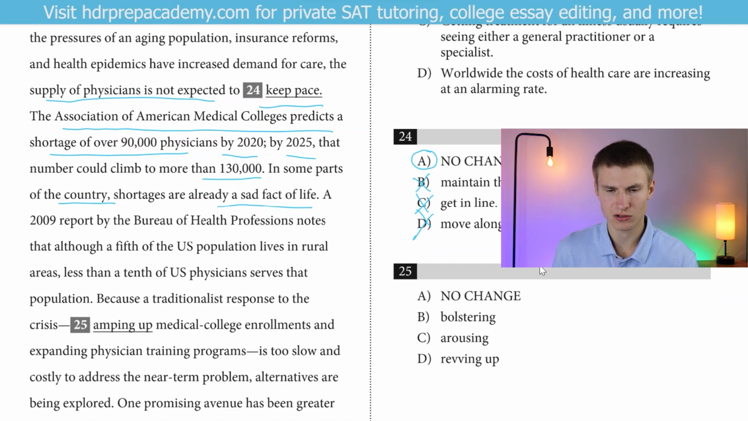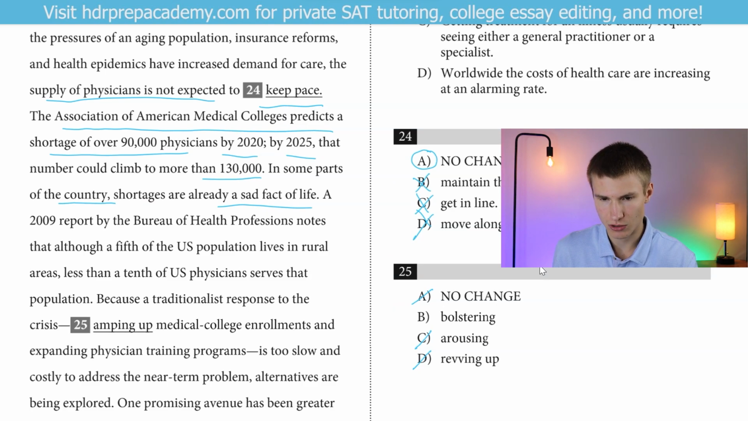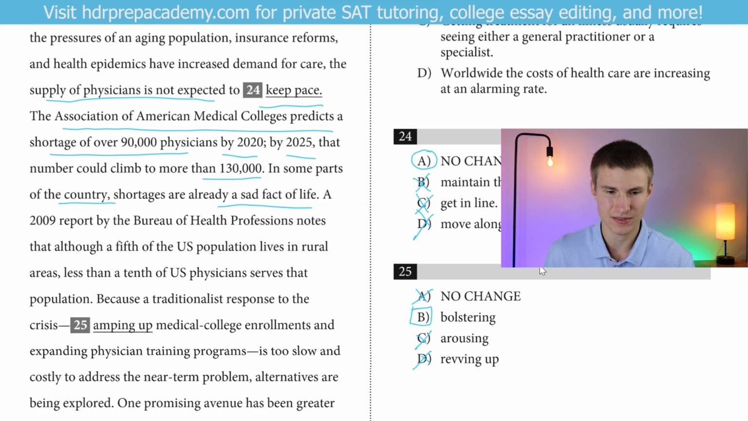Right there, we would definitely not say arousing. We also wouldn't say revving up, and we also wouldn't say amping up. Why? Pretty much for the same reasons as in 24, where we want to make sure we're maintaining that academic tone. Now, if we're going to maintain an academic tone, we want to say the word bolstering. Okay, that's providing the correct meaning, and it also maintains that academic tone, like I said. Bolstering medical college enrollments means that we are going to increase the medical college enrollments. Arousing, revving up, and amping up aren't as clear there, and they also don't maintain that tone.